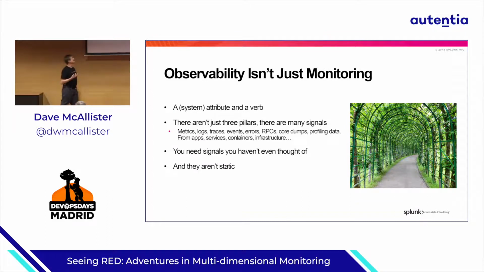Observability is actually an attribute. It's something you design for your system. Monitoring is a verb. There aren't these 3 pillars. There are lots of things that can happen here. You need things you've not even thought of yet, and you're going to get data that you haven't ever seen before at the same time. Observability is really around the unknown unknowns. Monitoring is around the things we expect could go wrong. Observability is finding the things that went wrong when we didn't expect them.